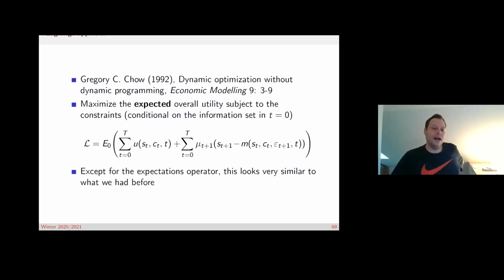And the minor adjustment is that we have to take expectation operators into account. This sometimes makes finding the numerical solutions a bit more demanding in some respects. But as I said, the general idea, the general structure, will remain the same.